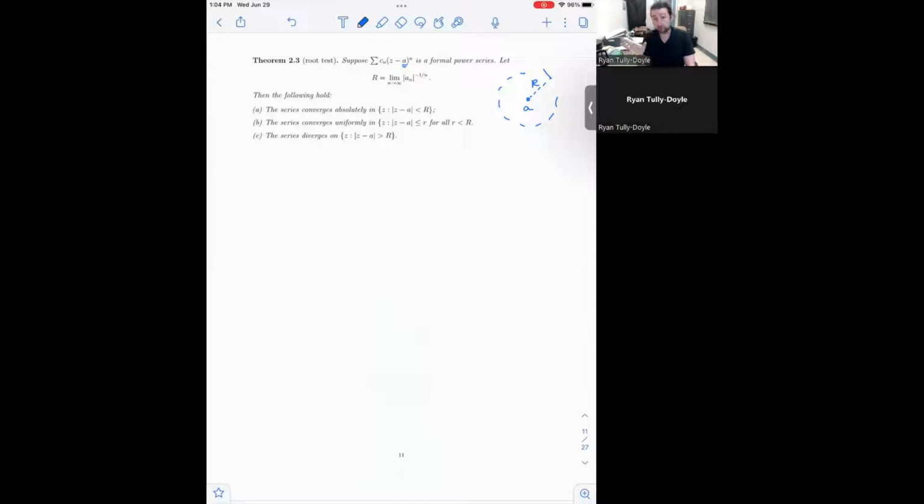And it's better than that, actually. So not only is it the largest such r, but it also tells you expressly that on the outside of the disk, the function is actually divergent. Now it's possible here that r can be infinity, in which case the function is called an entire function. It's a power series everywhere.